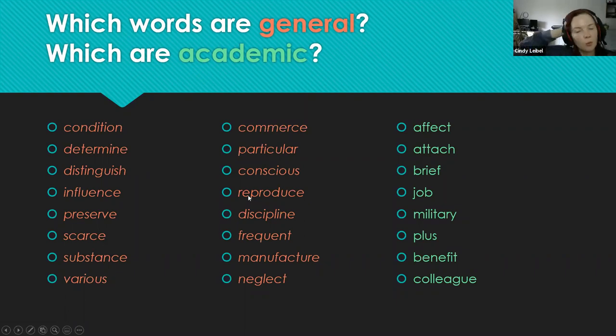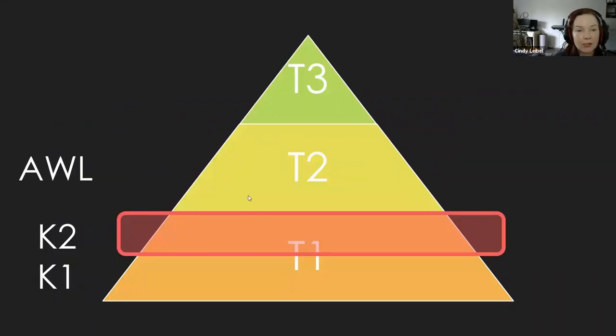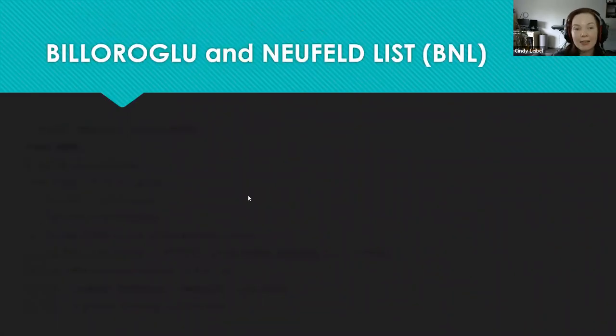You have to remember with the AWL, it's resting on the supposition that you are teaching the students the first 2000 GSL words first. So they assume that you've already taught them all of those important words, and now they're ready for these extra words. So anyway, a lot of questions raised with this, and that's what a lot of people know, but the history continues. So then we've got Bilo, Roglu, and Newfield list.